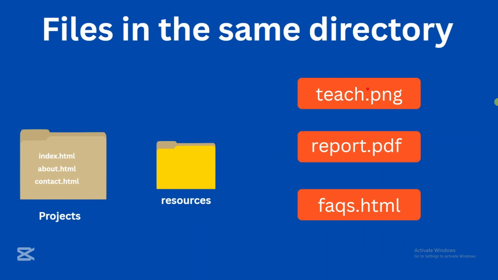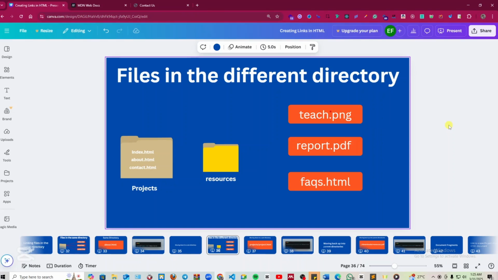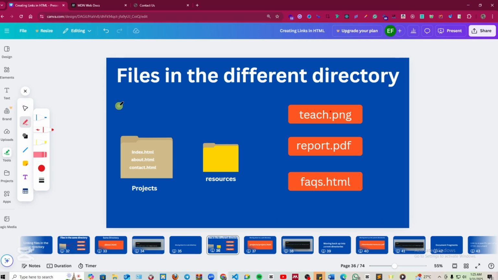So let's go to our Canva and let me explain this to you. So let me pull the tools, and here we have files in a different directory. So the directory we are focusing on is our resources. In our project folder, we have another folder called resources. Now these resources contain the following files. So we have teach.png inside the resources, we have reports.png in it, and we have faqs.png in it.